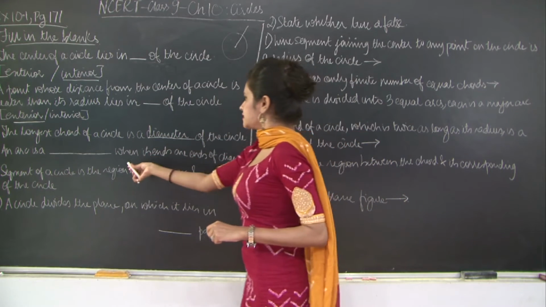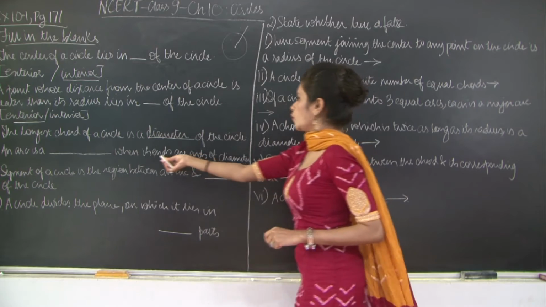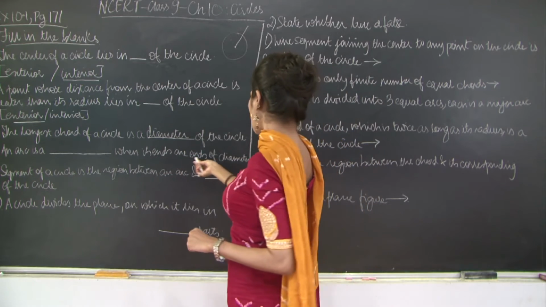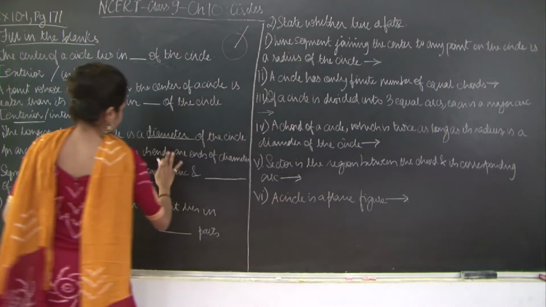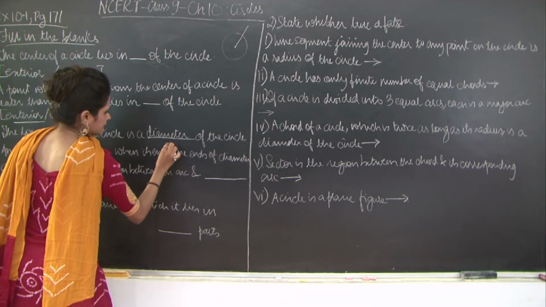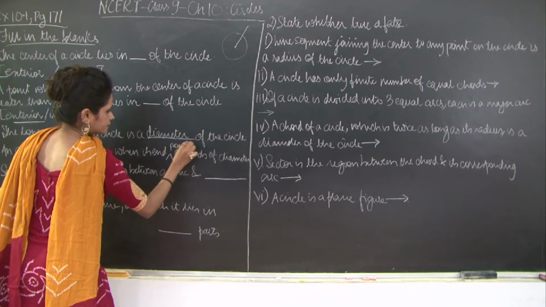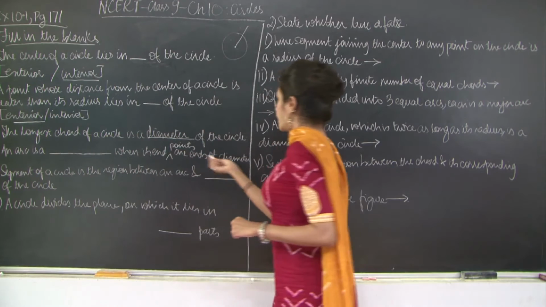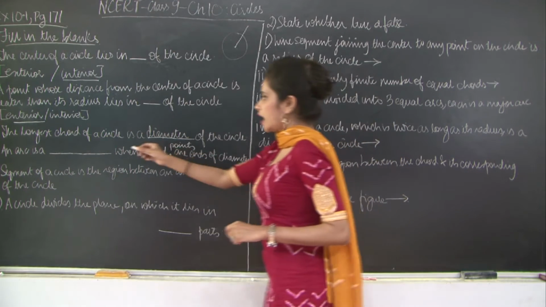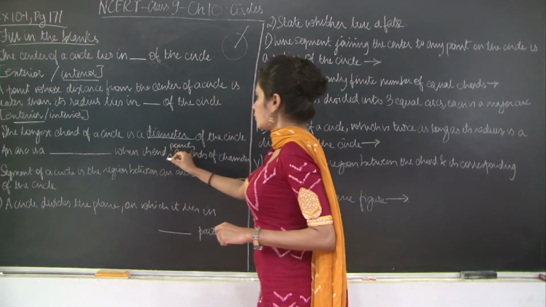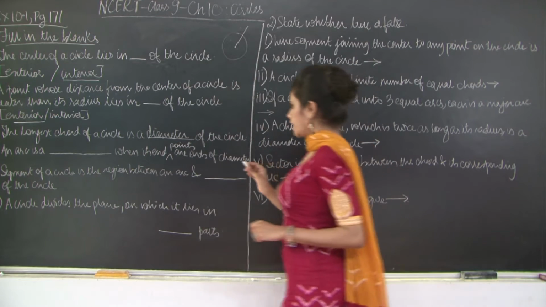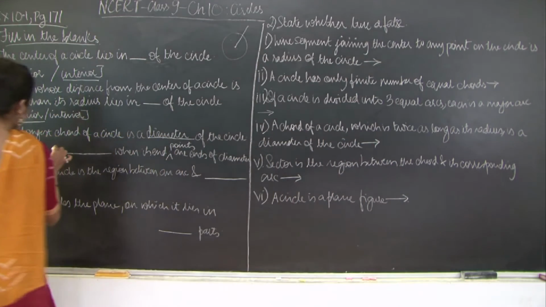An arc is a dash when its endpoints are the ends of a diameter. An arc is a semicircle when its endpoints are the endpoints of a diameter.